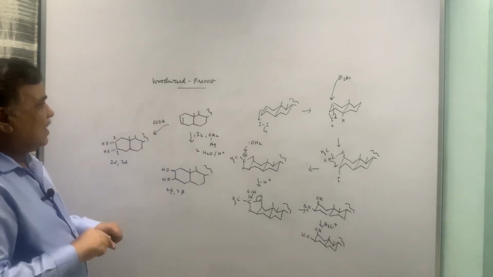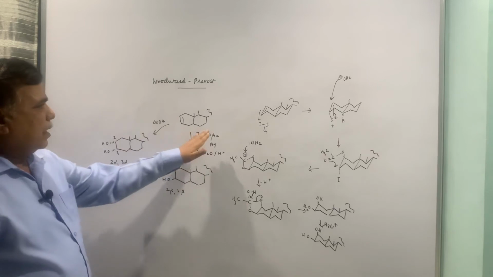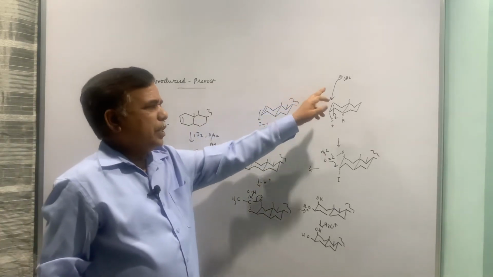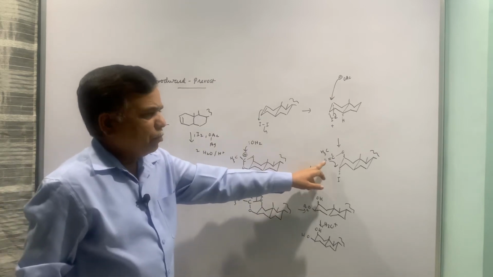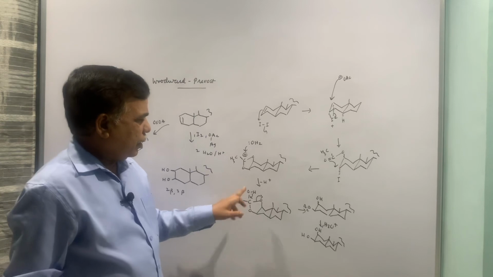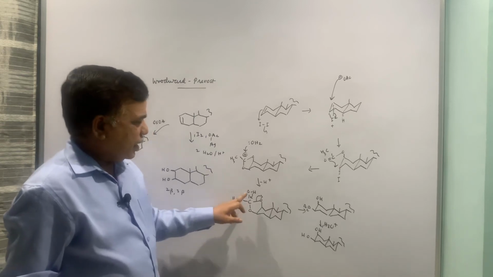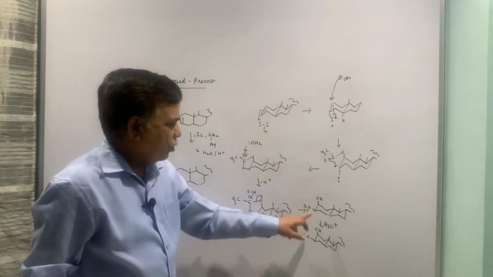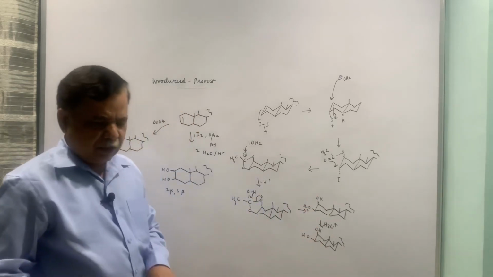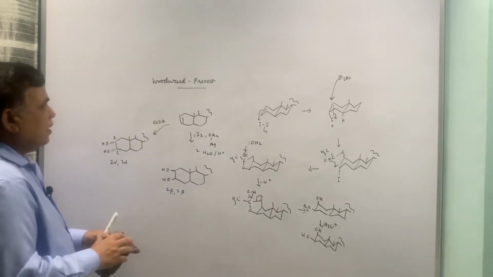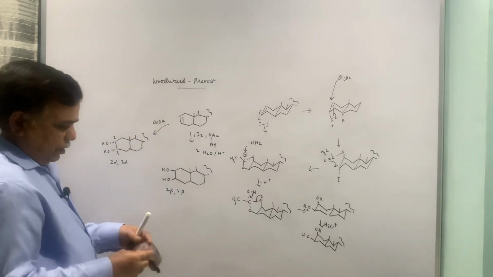So this is the addition of iodine across the double bond, attack of OAc minus, neighboring group participation, you get this, attack of water, get this intermediate, this breaks down into OAc and OH, and ultimately this hydrolyzes into this. So these are some of the reagents we have seen.